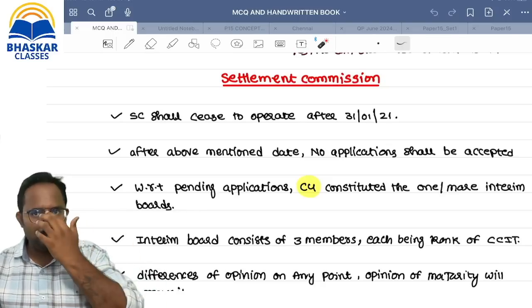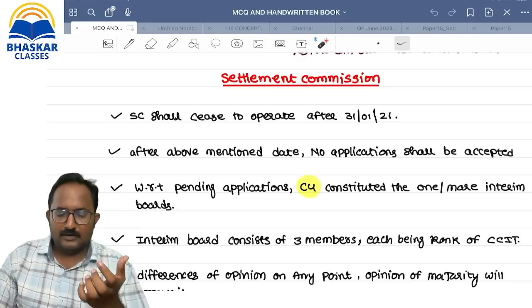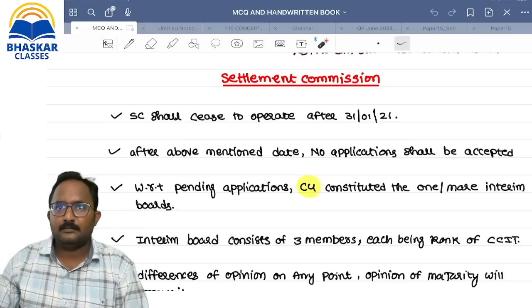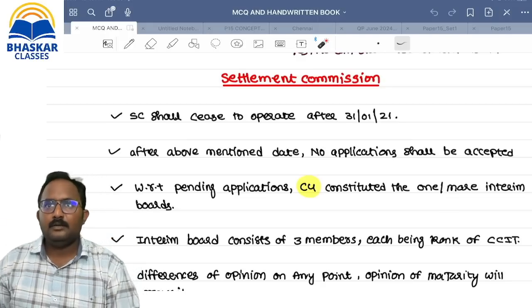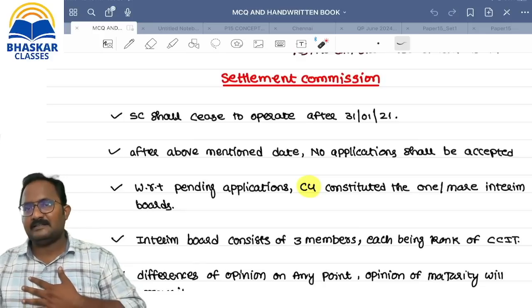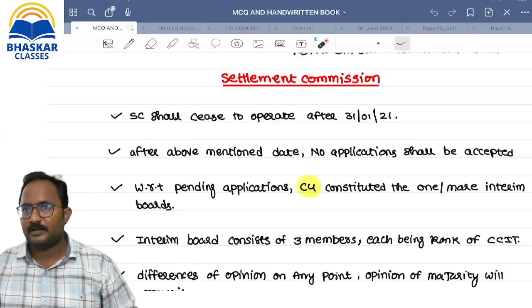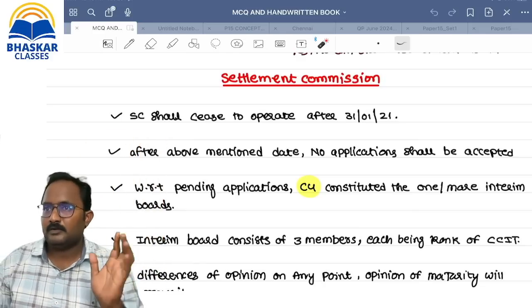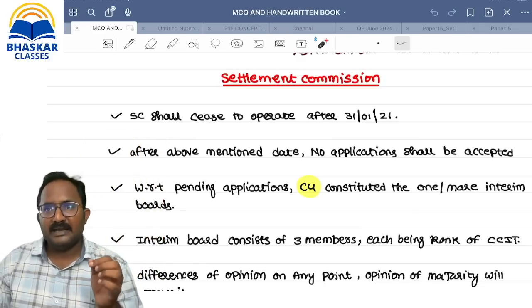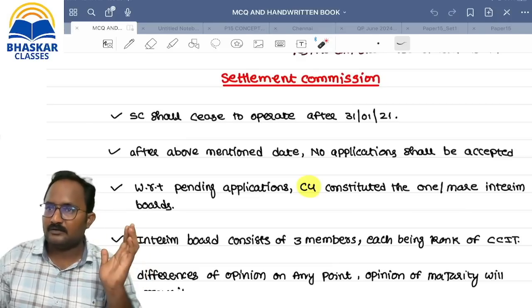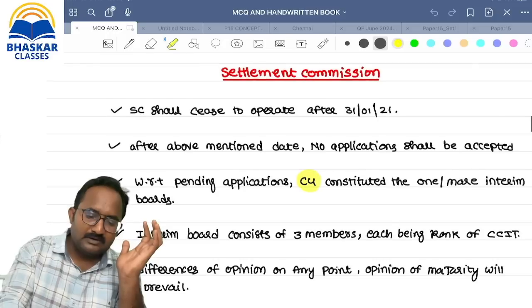Settlement commission means, I will tell you in simple words, if any dispute between the department and the assessee is there, it will prolong for a long time. Why? The department says, yes, we are only correct. The assessee will say, what? My calculations are correct. That's why they go for appeals, revisions, etc. So it will not settle in the meantime. Definitely it will take a long duration. That's why the department constituted a settlement commission.